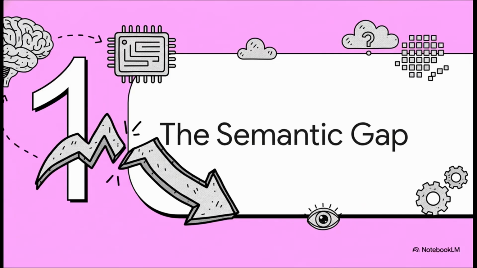And this right here, this disconnect between how we see the world and how a computer just stores raw data, well, that leads us straight to the core problem that vector databases were designed to solve. It's got a name, actually: the semantic gap.